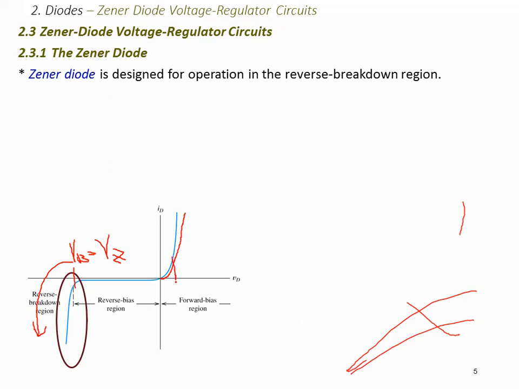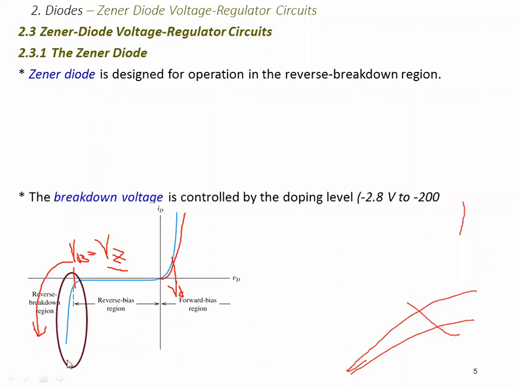That means it has its own VD, which is usually 0.7 for silicon and 0.3 for germanium. But also, when you put it under reverse bias, to a certain point, it reaches a voltage in which it starts conducting continuously in reverse breakdown. And that is what we call the Zener diode, right?